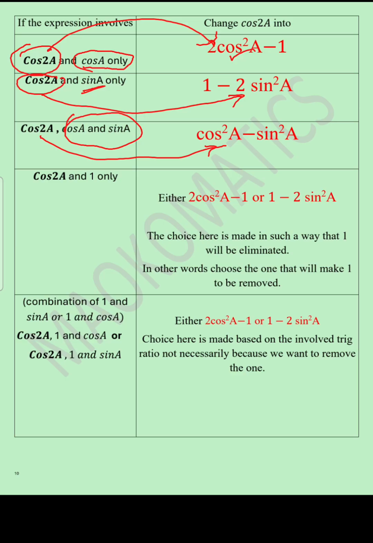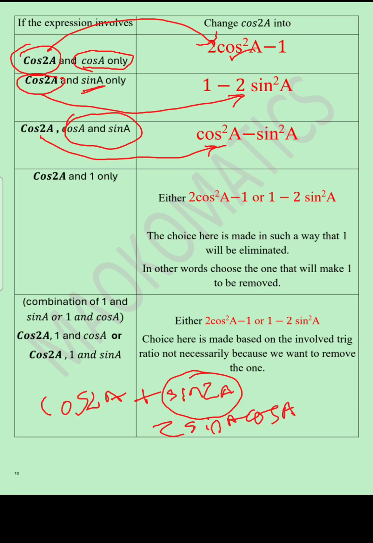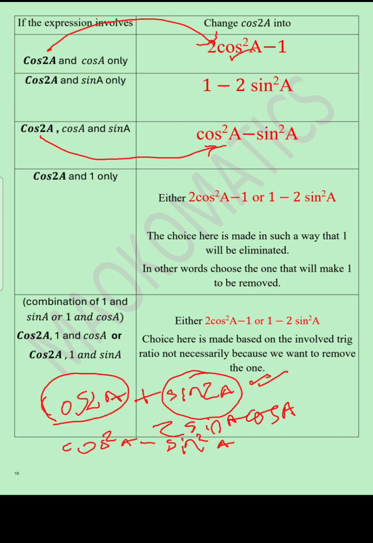Again, if you have got cos of double A close to sine 2A, the double angle identity, now you know that this one will be converted to 2 sine A cos A. So it means this must be changed to the identity of cos that has cos and sine, which is different from the situation here. So this is what I'm saying.